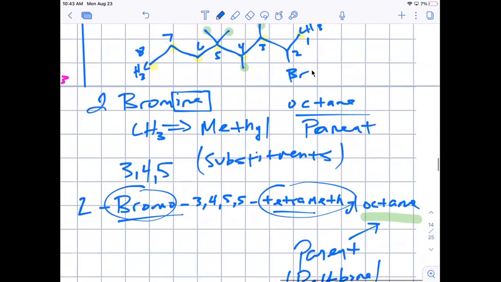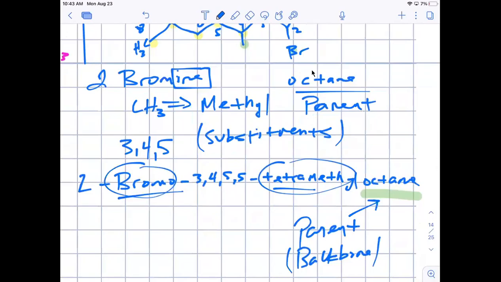We see that up top. The methyls live at 3, 4, and there are 2 of them at 5. And then octane is the street name. I see 2 hands up. Go ahead. I don't know who was first though.